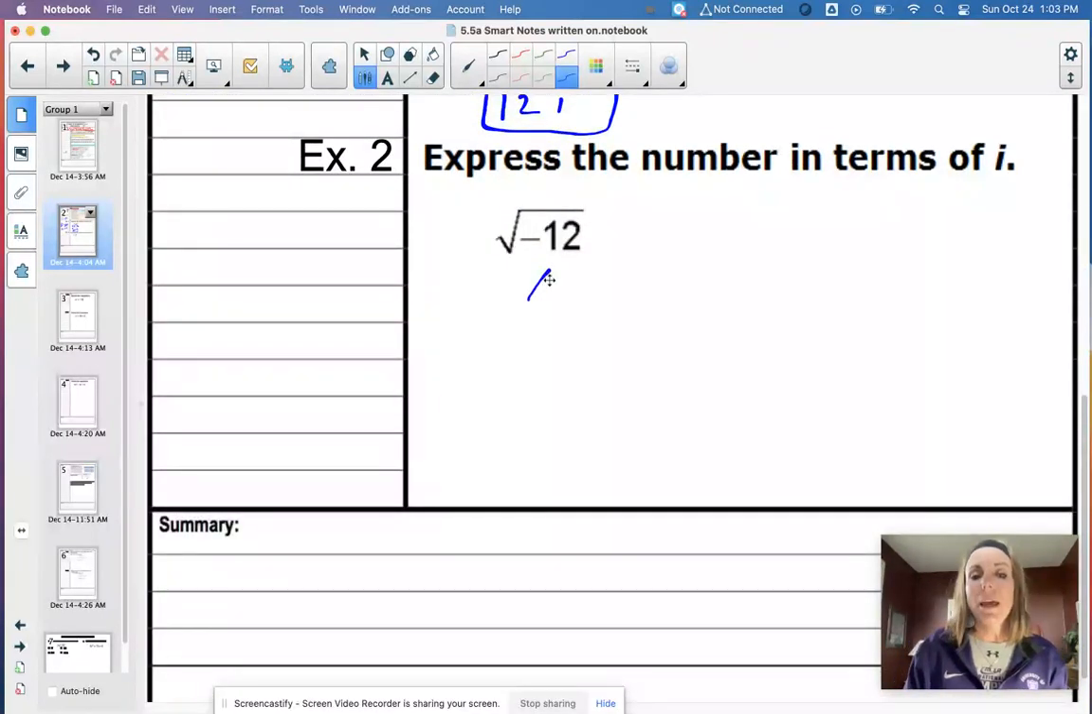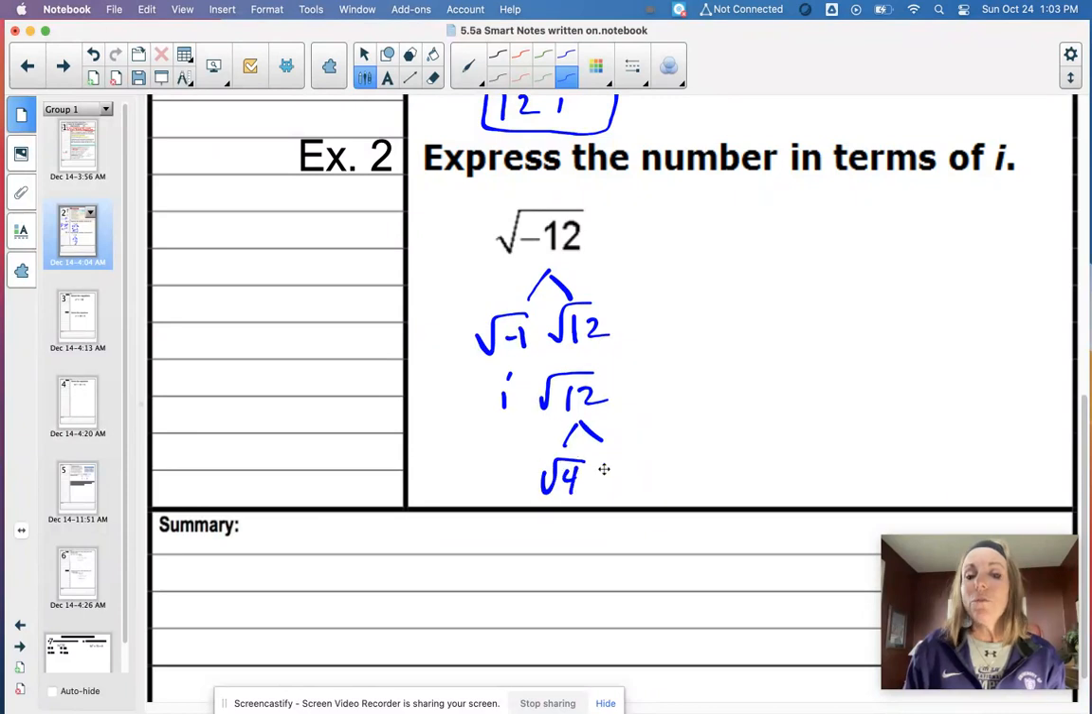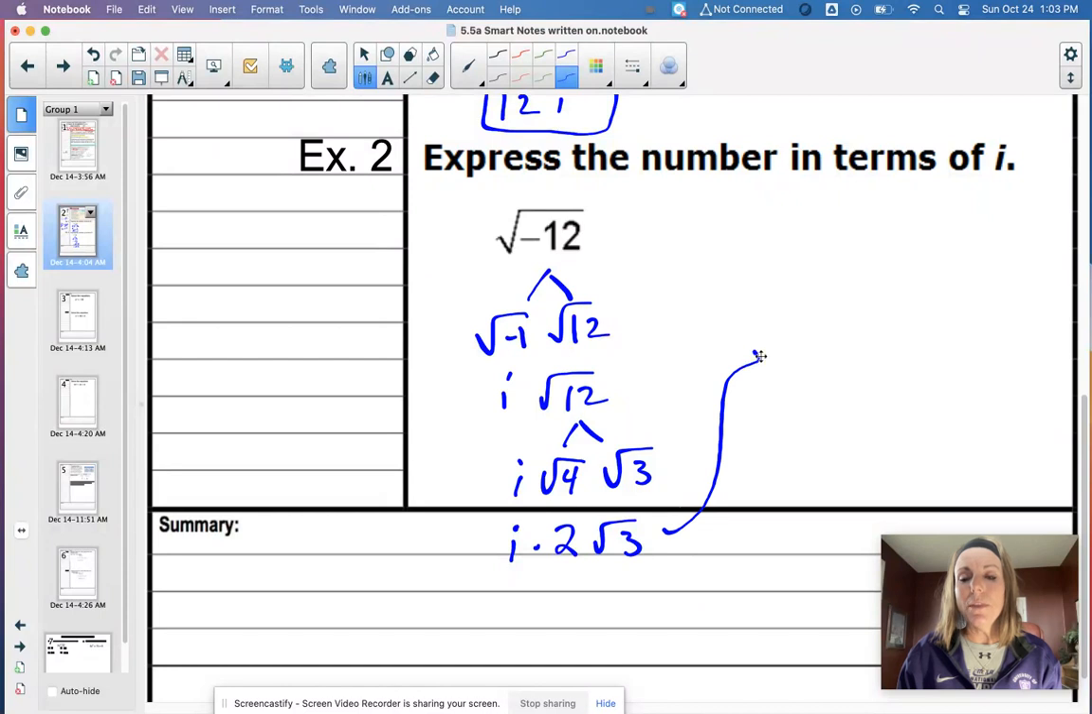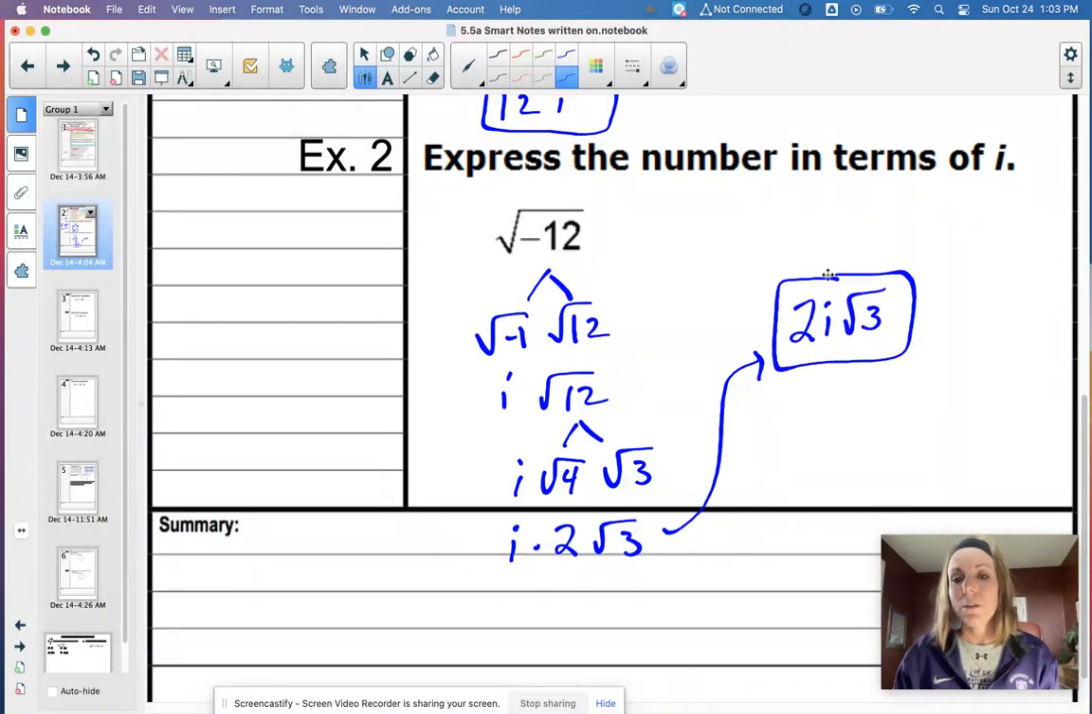Example 2, again, the negative underneath. That's i, root 12. Well, we can break up root 12 into the square root of 4 times the square root of 3, and the i still has to come with it. i comes down, square root of 4 is 2. So then how we write that is 2i root 3.